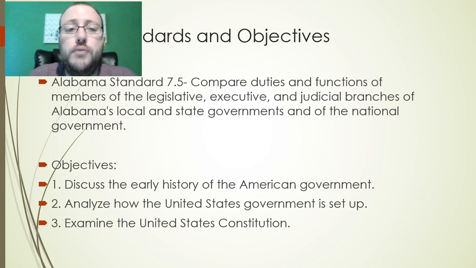This is compare duties and functions of members of the legislative, executive, and judicial branches of Alabama's local and state governments and of the national government. So part of the objectives of this is to discuss the early history of the American government, analyze how the U.S. government is set up, and examine the United States Constitution. Like I said, we're going to cover this standard over a number of different chapters. There's even a whole chapter just on each of the 3 main branches of government.